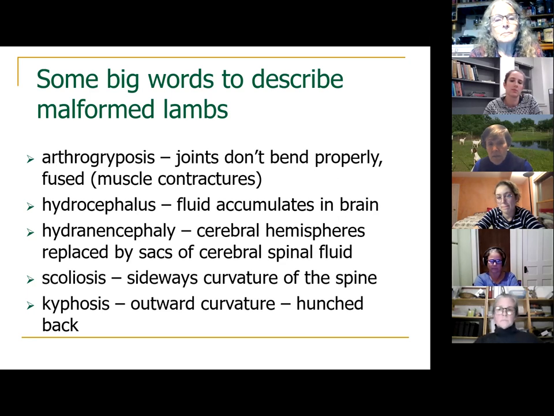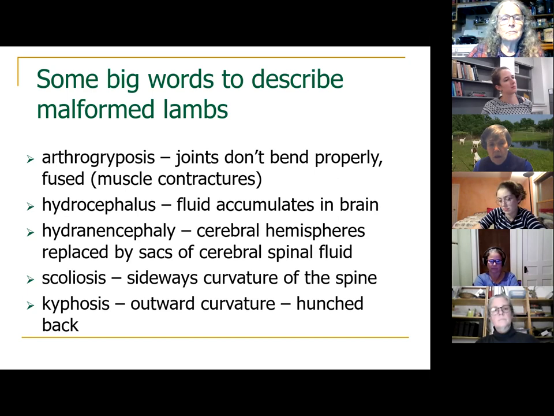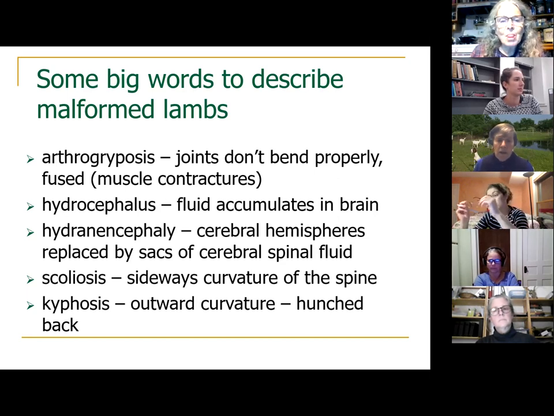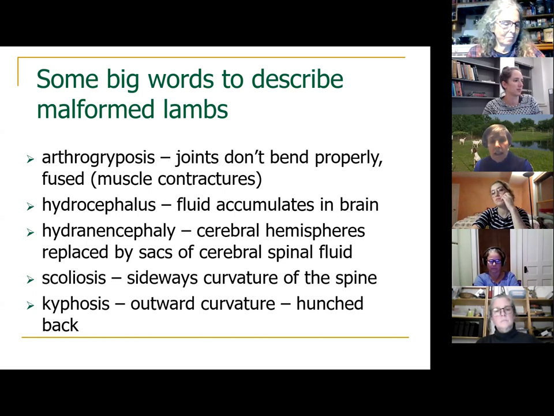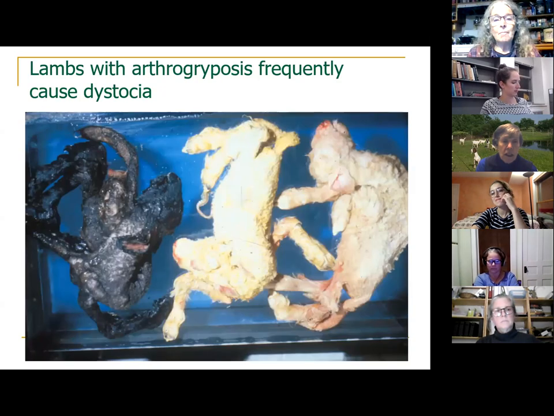Finally, there are some terms for abnormal bending of the backbone. Scoliosis is sideways. You may have known young people that had scoliosis and the school nurse checked for that, to make sure they had a straight spine instead of scoliosis. And kyphosis is an outward curve to the bone or a hunched back. And these are all things that Cache Valley can do to the lamb.